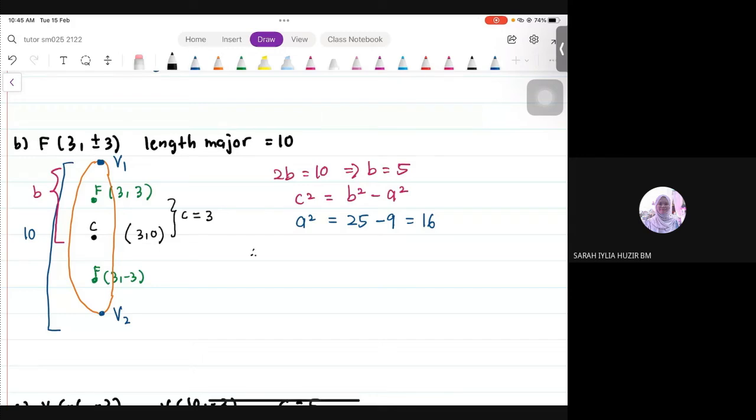So finally, equation of our ellipse would be (x minus 3) squared over 16 plus y squared over b squared, b is apa tadi? 25. Equal to 1. Dia kena tengok info-info yang ada dalam soalan, teruslah dapat jawapan.